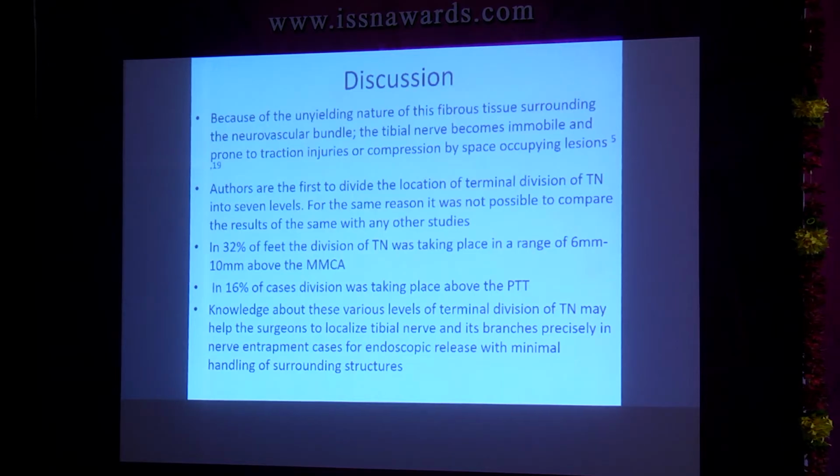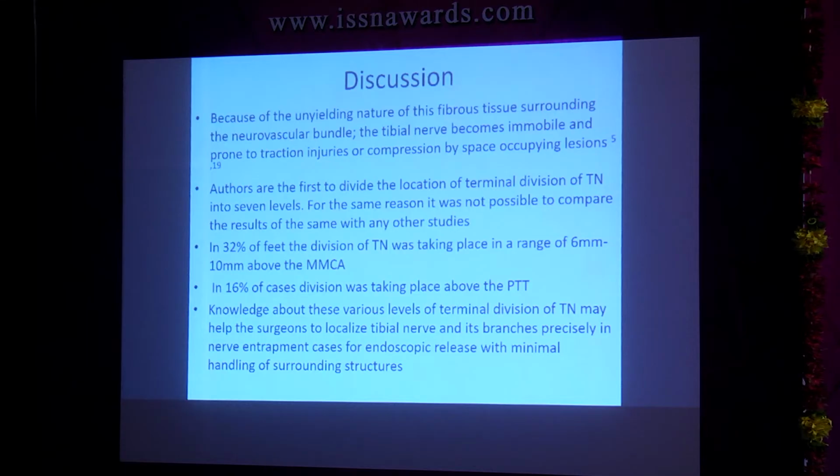In 32% of feet, the division of the tibial nerve was in the range between 6 to 10 millimeter above the axis, and in 16% it was around 2 centimeter above the axis. Knowledge about these various levels of terminal division may help the surgeon to localize the tibial nerve and its branches precisely in nerve entrapment cases for endoscopic release with minimal handling of surrounding tissue.